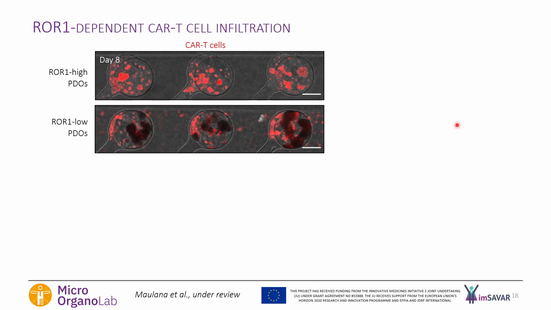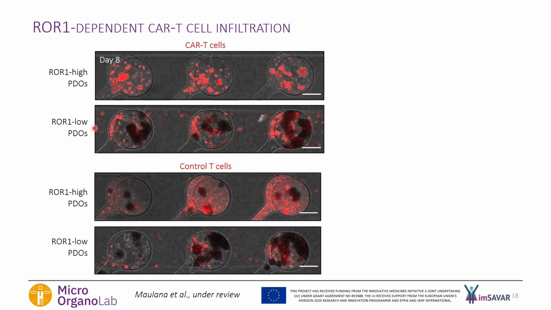When we look here again, we can better see how the CAR T cells colocalized with the tumor organoids in the ROR1 high patient-derived organoid condition on day 8, whereas in the ROR1 low condition, most of the CAR T cells were excluded from the organoids, which is similar to the control T cell condition. So we saw infiltration into the bottom tumor chamber, but not infiltration into the tumor organoid itself.